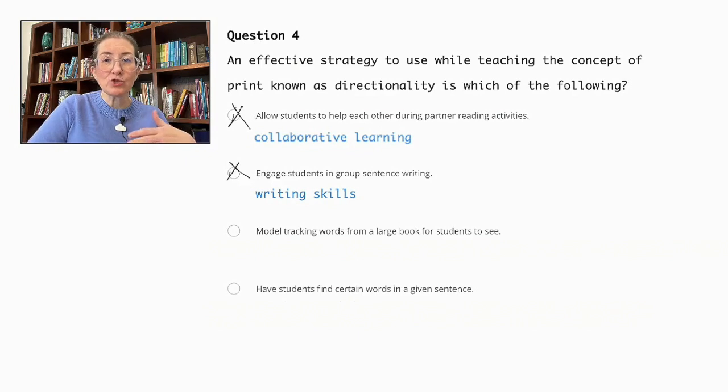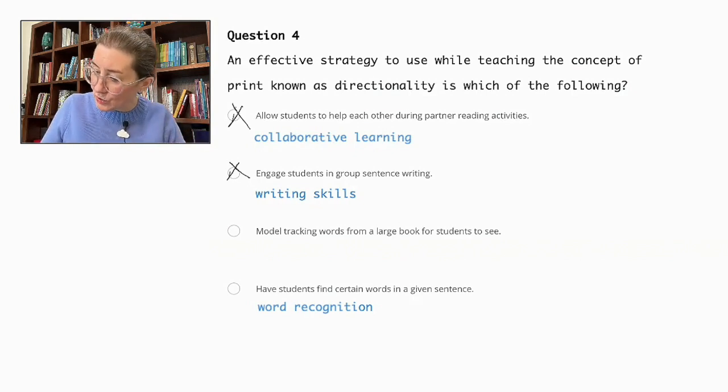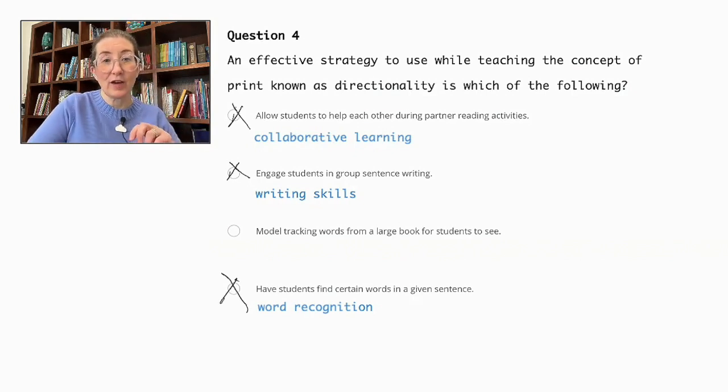Having students find certain words in each sentence is beneficial for word recognition and vocabulary development, but it does not explicitly teach the concept of directionality in print. So that is not correct. The correct answer is to model tracking words from a large book for students to see.